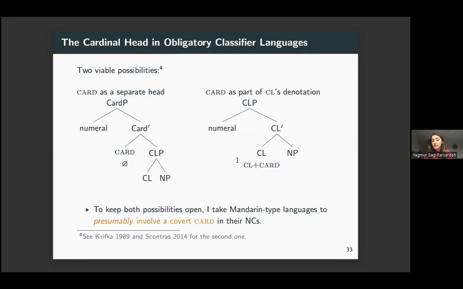Alternatively, we can argue that classifiers in these languages, besides having this type-fixing or repair mechanism that they have, also do counting at the same time. So they are richer in function. In that case, we can consider the classifier word as involving two functions: one is a repair mechanism, one is the counting itself. I leave these options open because there is evidence for both, so I'm not going to discuss that, but I just take these languages to presumably involve a covert cardinal head in their constructions.